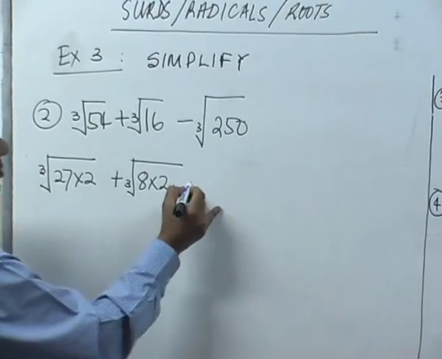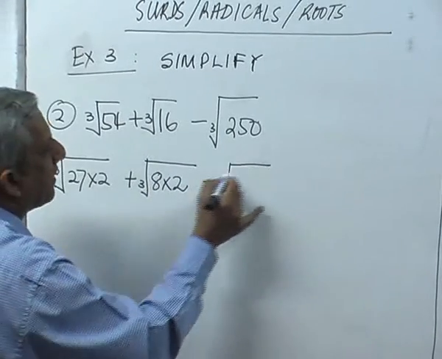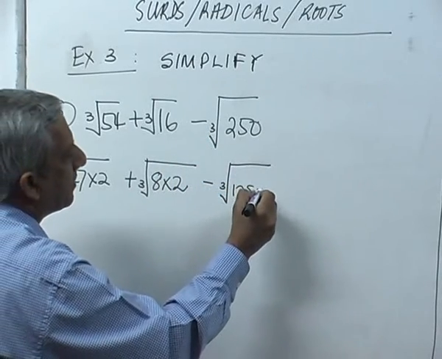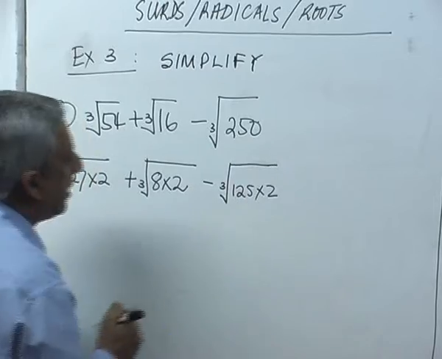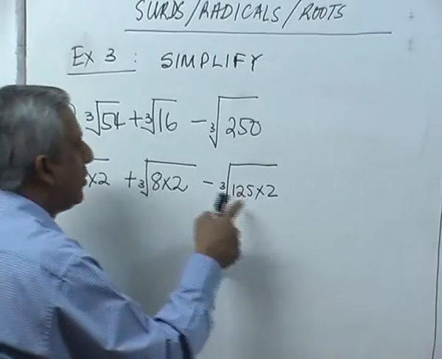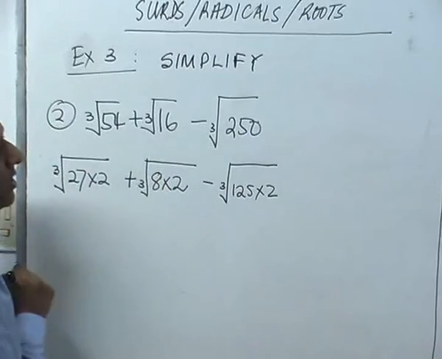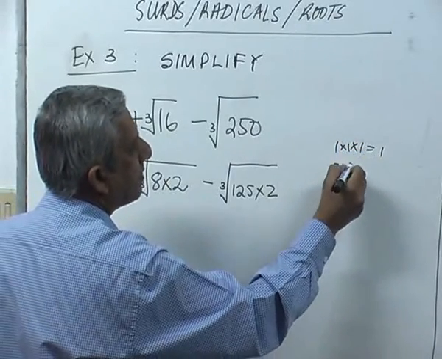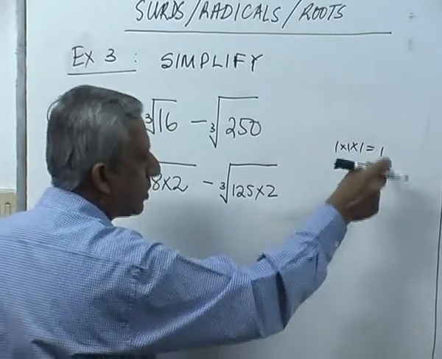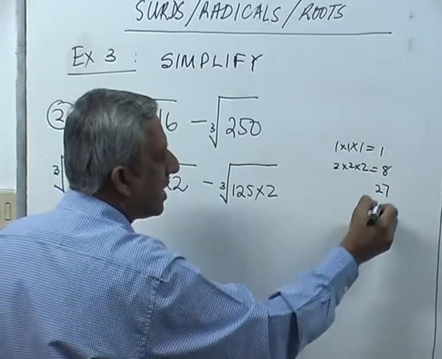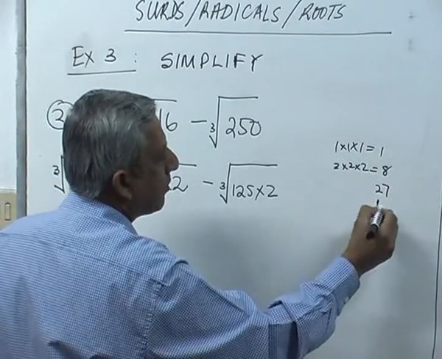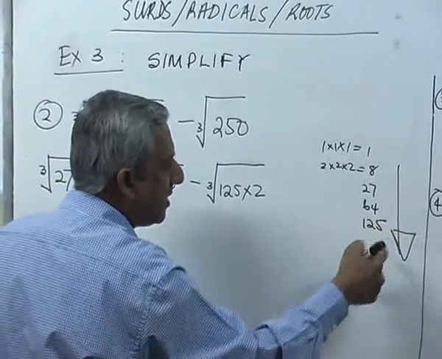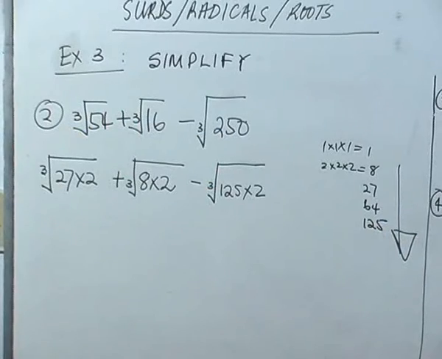So that's the minus cube root of 250 will be 125 times 2. When I say work it out, I mean like this. If you don't know what the perfect cubes are yet, you just work it out. 1 times 1 times 1 is 1. 2 times 2 times 2 is 8. So you work it out like that and you get the whole list done. 3 cubed is 27, for 4, 64, for 5 it's 125. So you do the list like that and then you'll be able to see them inside here.